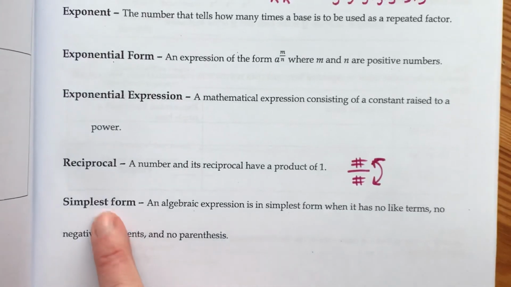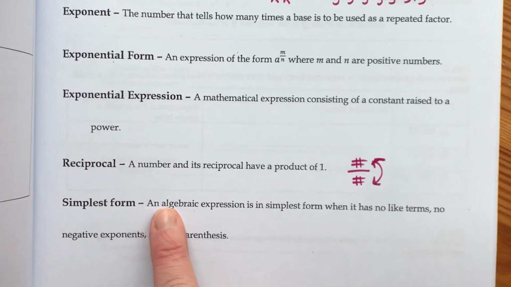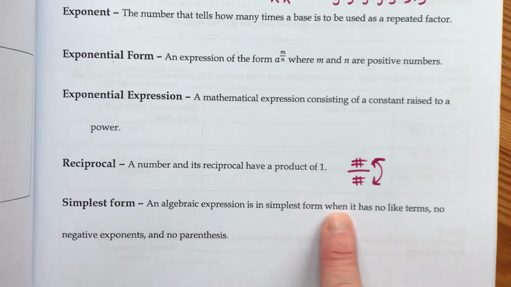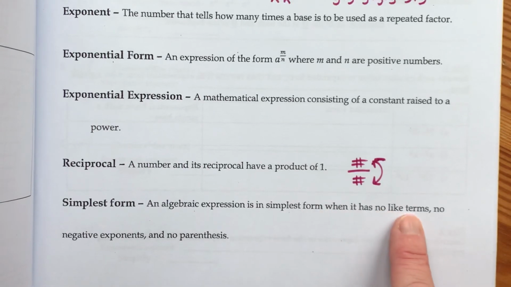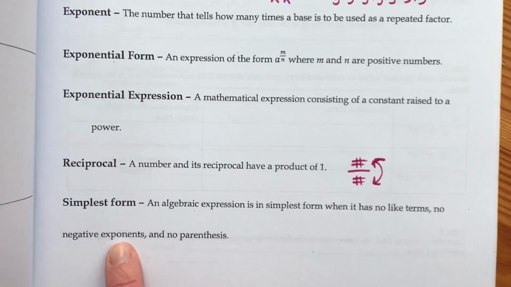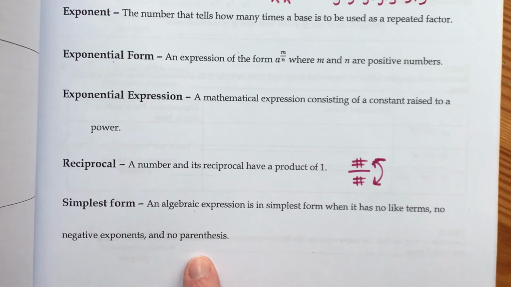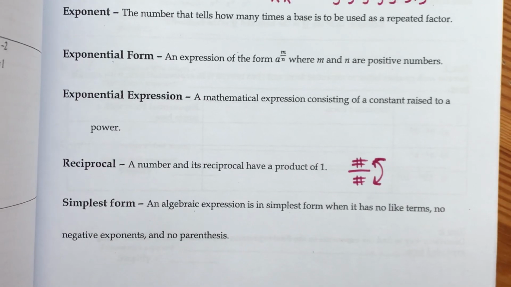And then last, simplest form would be when an algebraic expression is in simplest form when it has no like terms, no negative exponents, and no parentheses left. And so that's what I'm going to use for this coming unit.